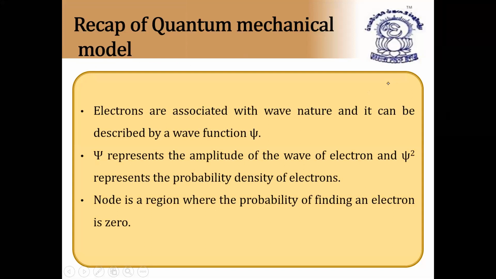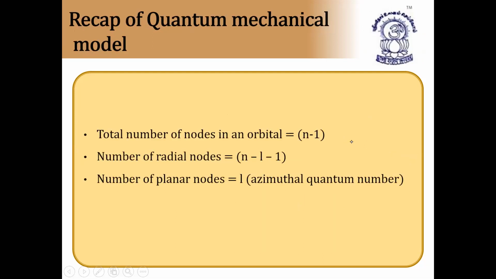Just a recap. Electrons are associated with wave nature and it can be described by a wave function psi. Psi represents the amplitude of the wave of the electron and psi square represents the probability density of electrons. A node is a region where the probability of finding the electron is 0. How to find the number of radial nodes: n minus l minus 1. The number of nodes in an orbital is n minus 1. The number of radial nodes is n minus l minus 1. The number of planar nodes is l.